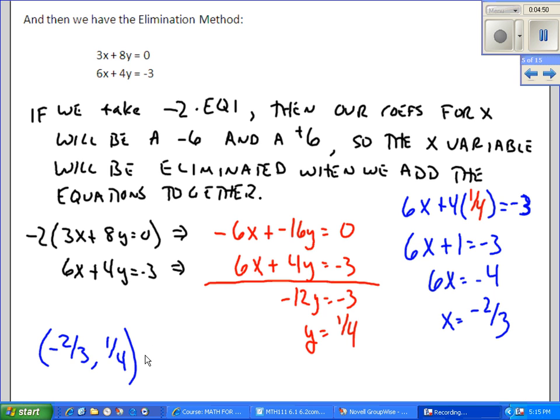This particular solution, if you think about it, you can see why the graphing method is so limited. Trying to read these particular coordinates off of a graph would have been very difficult. So that's why we want algebraic methods also for solving equations.